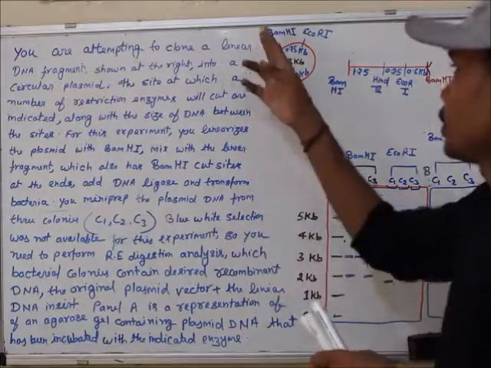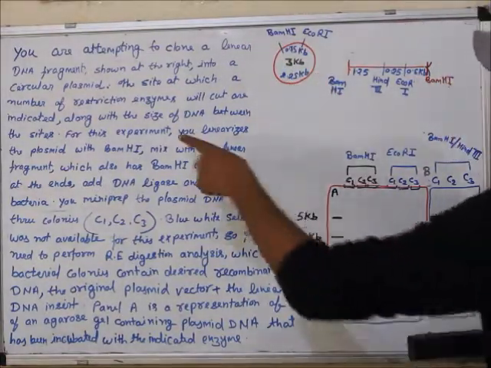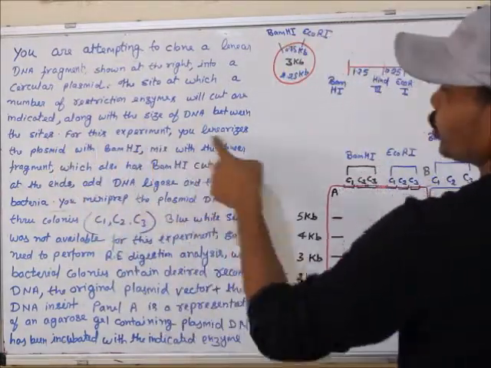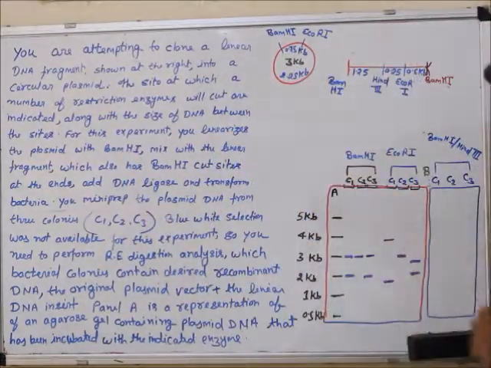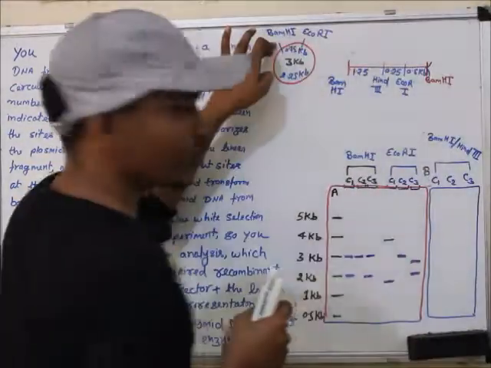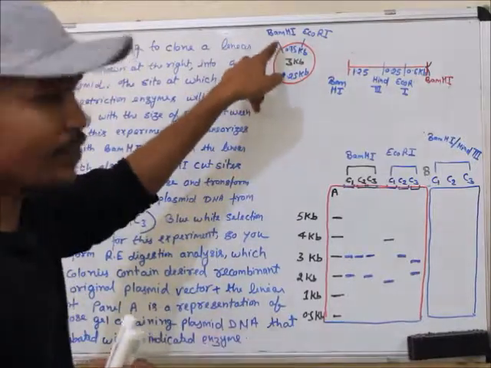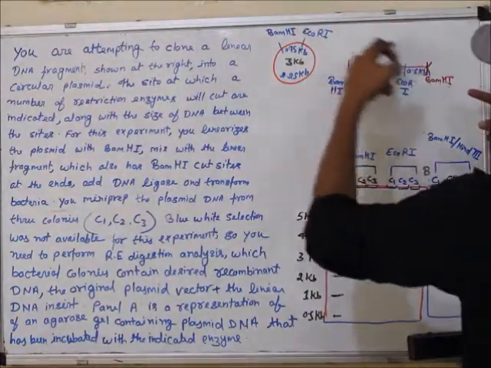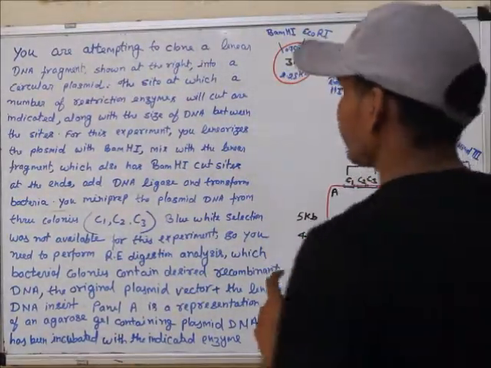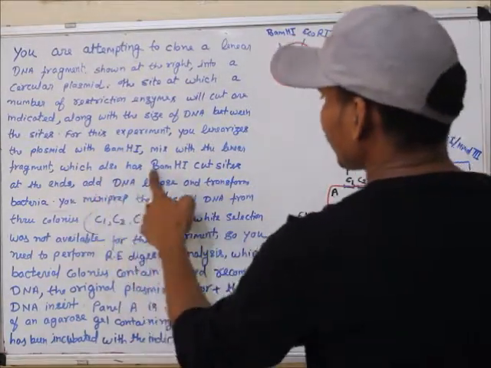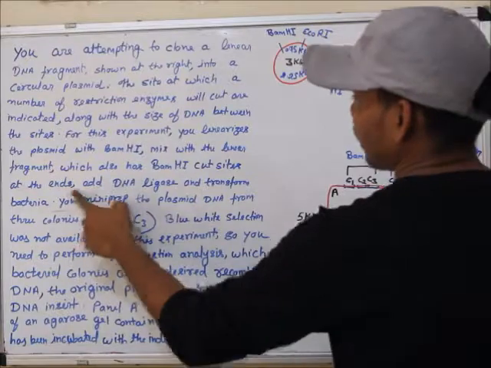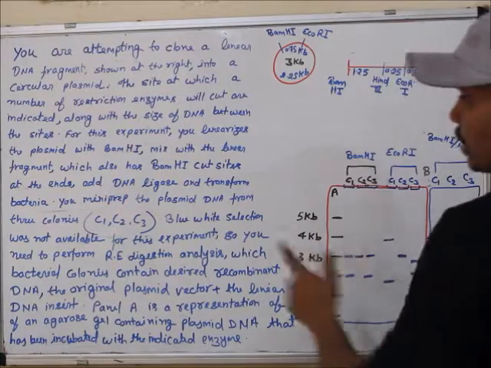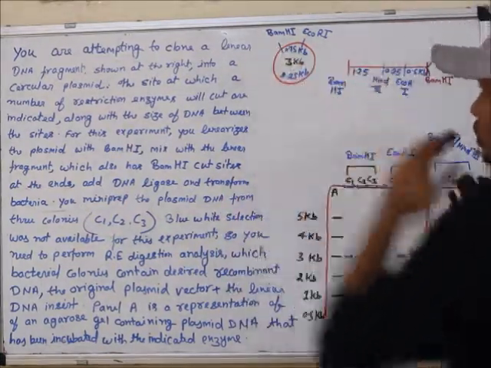Okay, I have described BamHI, EcoRI first. Along with the size of the DNA between the sites, for this experiment, you linearize the plasmid with BamHI. We linearize this plasmid with BamHI, and this will be transformed into the plasmid. Mix with the linear fragment which also has BamHI cut sites at the ends. At the ends, these linear fragments have BamHI sites. Then ligase will perform the ligation.